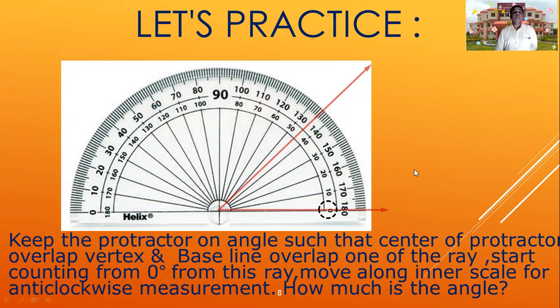Then as we start from 0, we go from 10, 20 to 30 and 40. And we see that the second arm of the angle lies between 40 and 50. How many divisions are there after 40? If you count very carefully, you'll find that there are 5 divisions after 40, and this angle is 45 degrees.